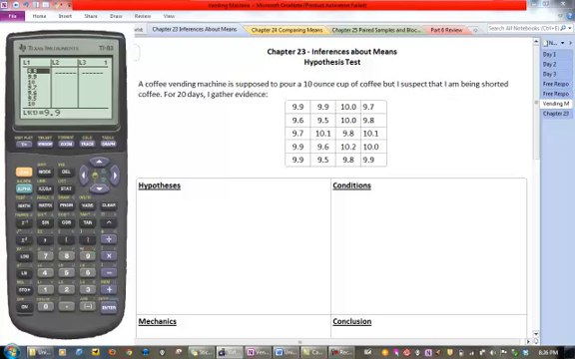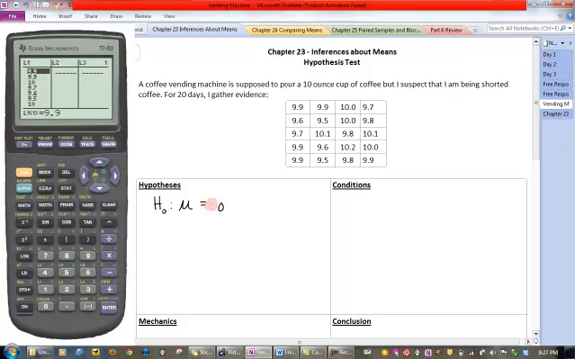Okay, so I assume that you have all 20 days entered in. So in order to conduct a hypothesis test, just like when we were doing proportions, we are going to assume for the null hypothesis that the average of the amount of coffee that I have received over these 20 days is equal to the 10 ounces that they say they're going to. So we're going to say the null hypothesis is that mu is equal to 10.